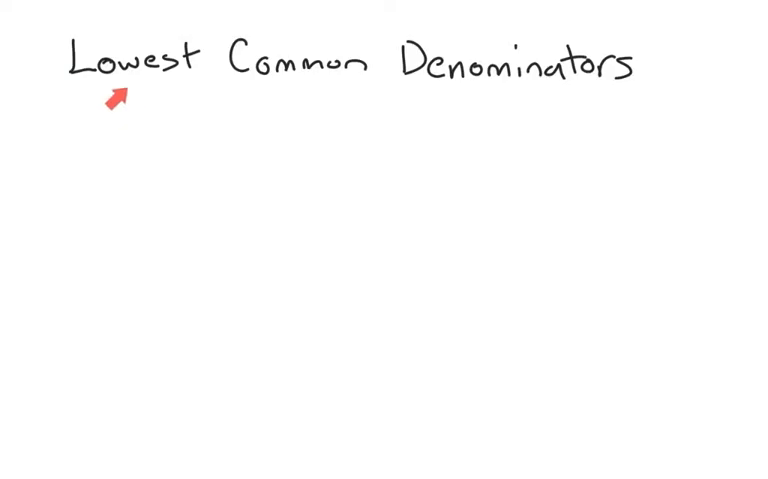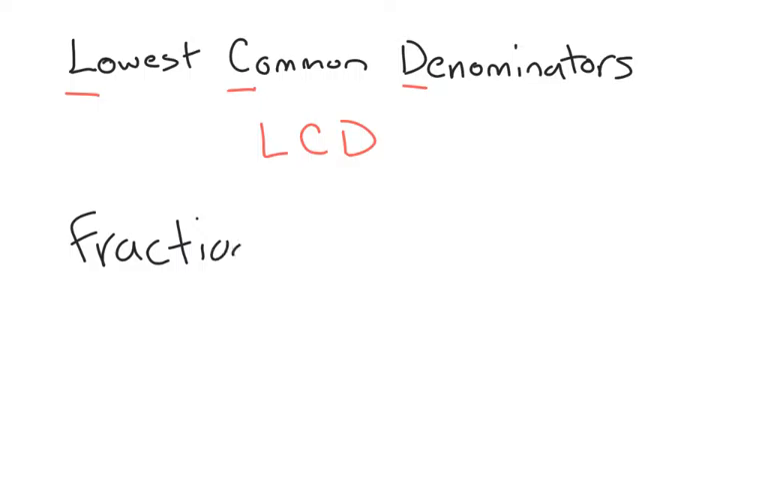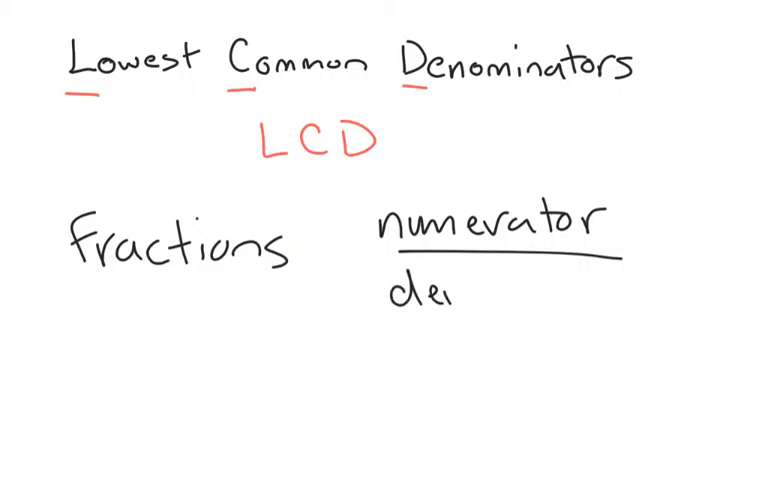Today we're going to be looking at lowest common denominators. Lowest common denominators are often referred to as LCD. If you remember, denominators are found in fractions. In a fraction, the top number is called a numerator, and the bottom number is called a denominator.